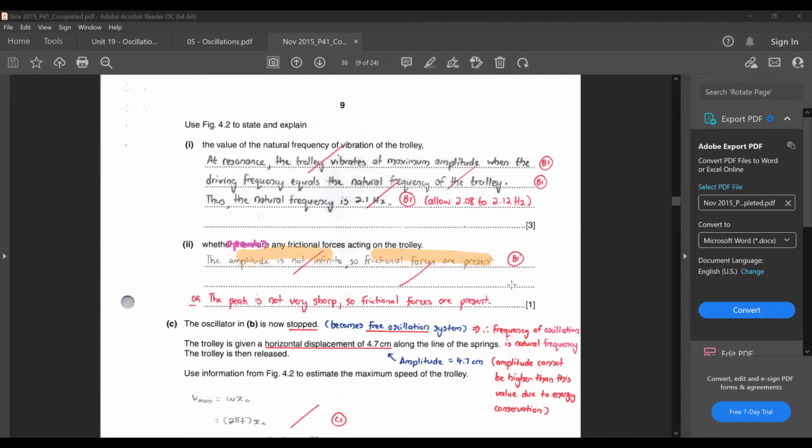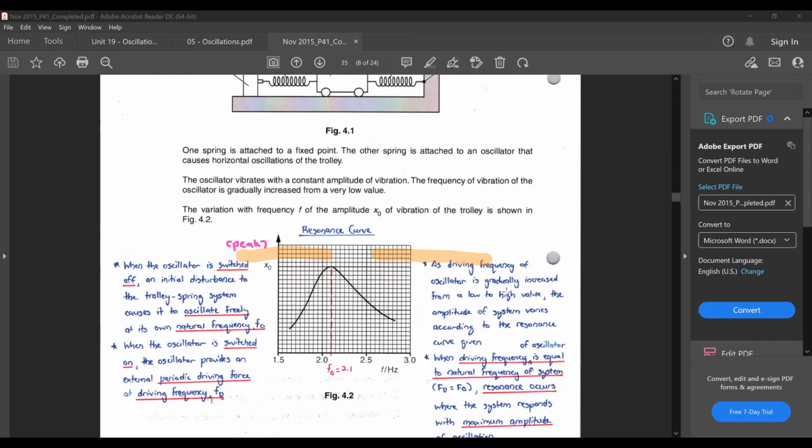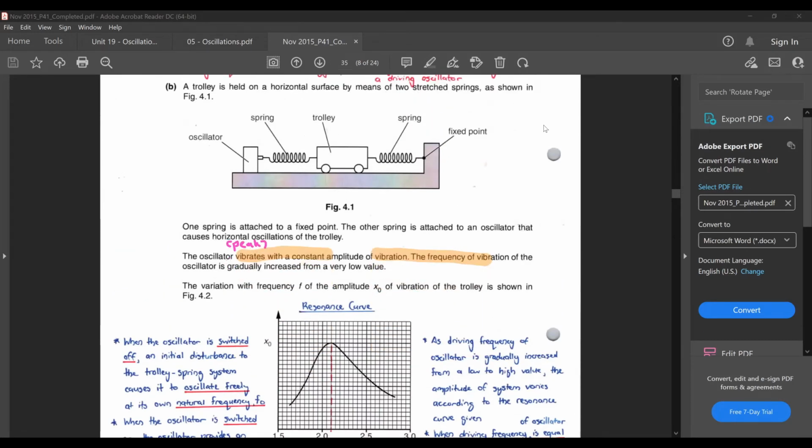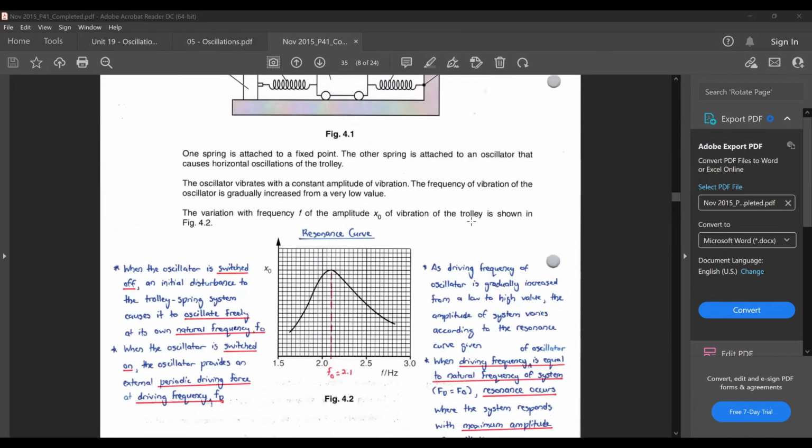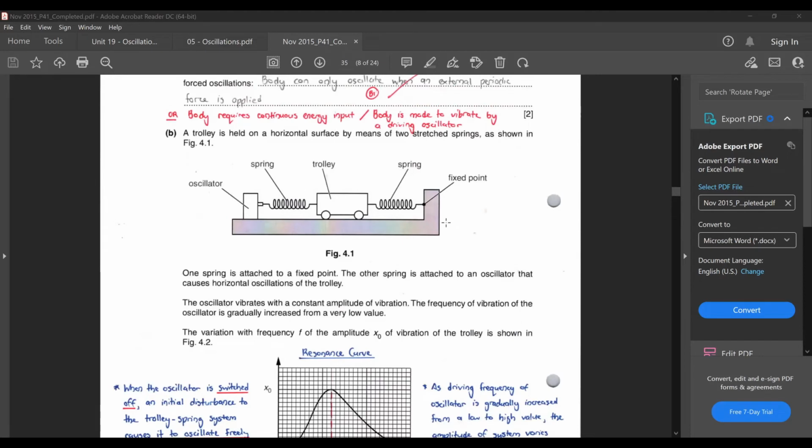Then after that, one thing I want to go through with you is this. Before we go on to part C, there's just one thing I want to mention. For the case that's been described here, your trolley is attached to your oscillator. The oscillator vibrates with constant amplitude, and the frequency of vibration of the oscillator is gradually increased from a very low value to a high value, which in turn gives you the graph below.